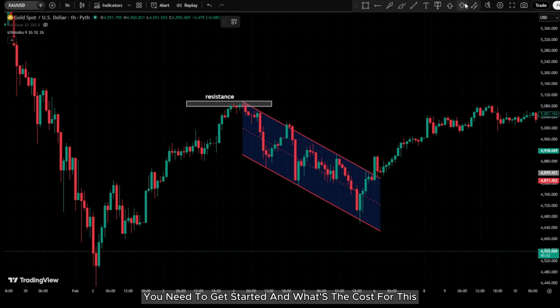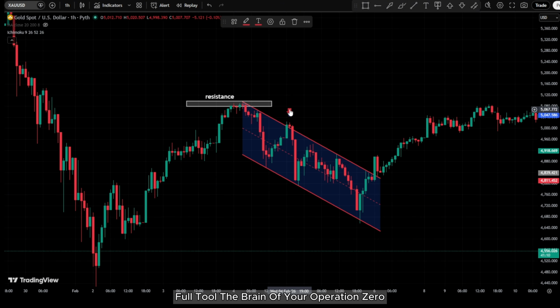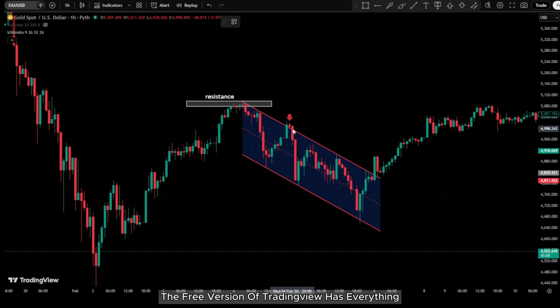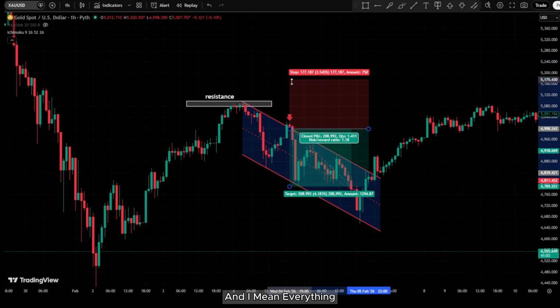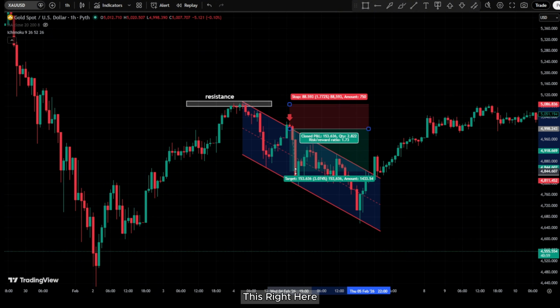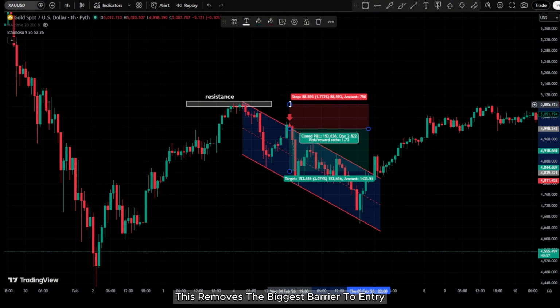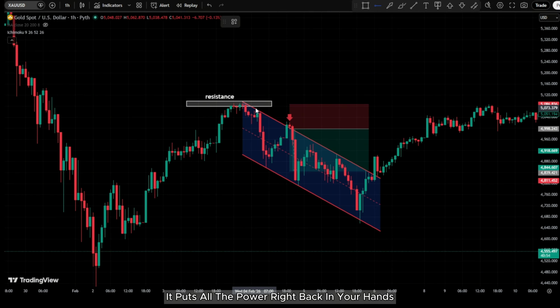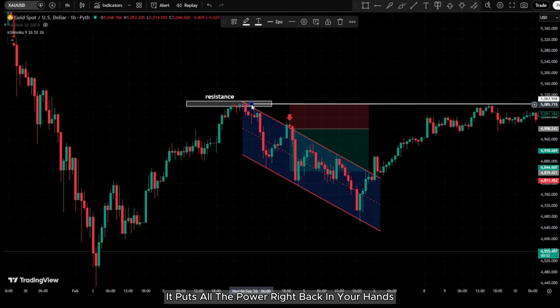And what's the cost for this incredible tool, the brain of your operation? Zero. Pretty much nothing. The free version of TradingView has everything, and I mean everything, you need to do professional level analysis. This right here removes the biggest barrier to entry for most people. It puts all the power right back in your hands.